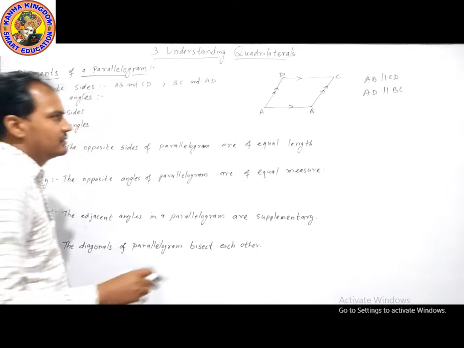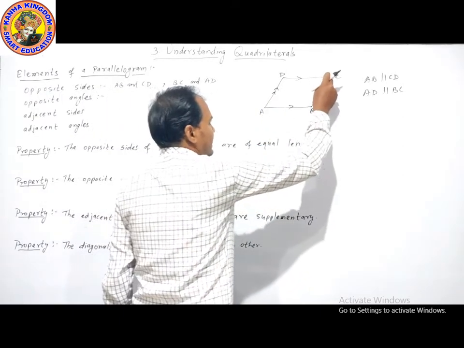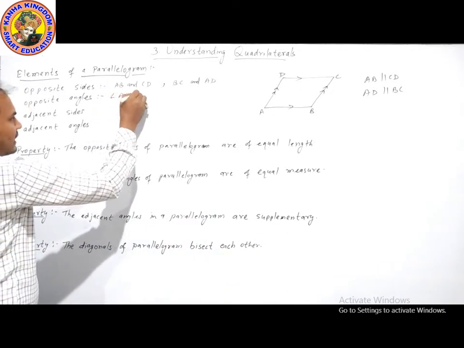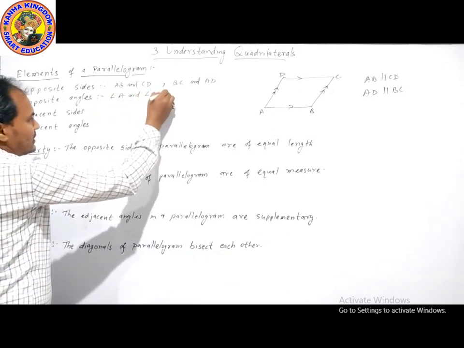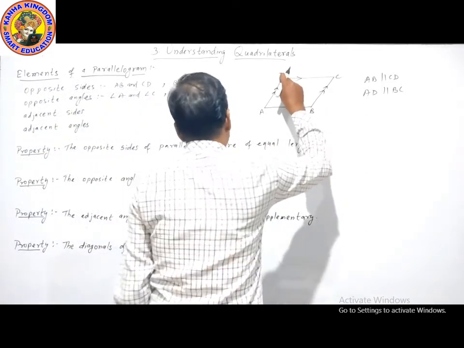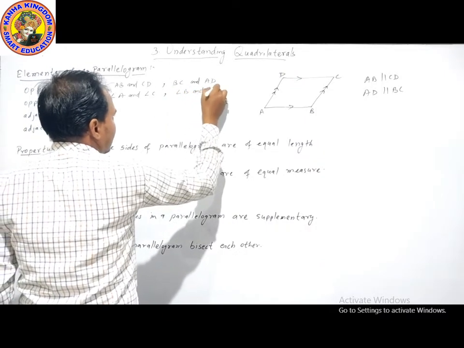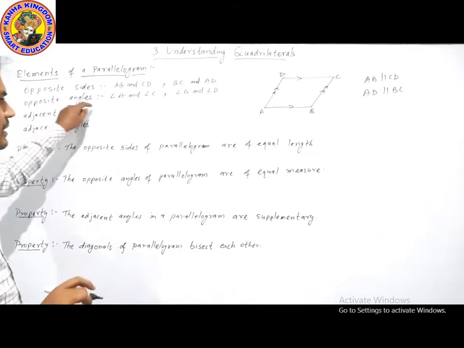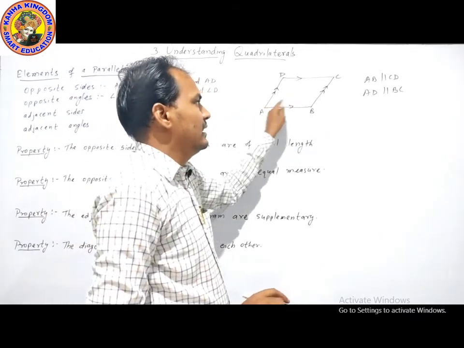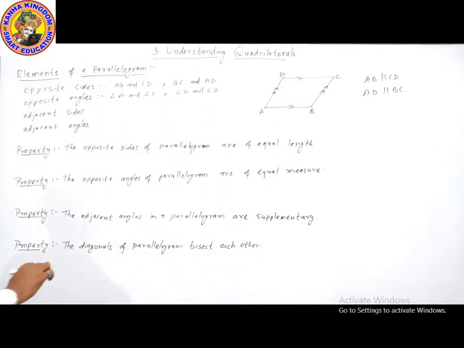Opposite angle. Here is angle A. Opposite angle is angle C. Angle A and angle C. Here is angle B, opposite angle is D, angle B and angle D. Which are the opposite angles? Angle A and angle C are opposite angles, angle B and angle D are opposite angles.